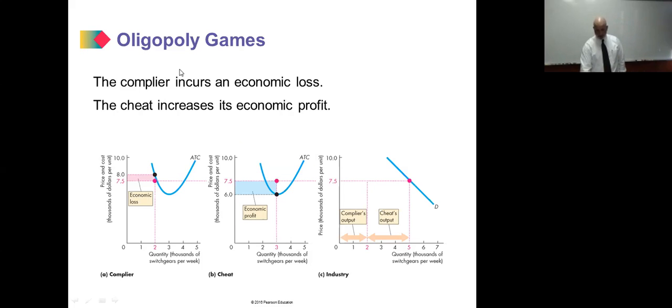Well, if you're looking at it from the complier, 500 multiplied by 2,000 is $1 million. That would be the economic loss to the complier. And that $1 million, is there any questions there?